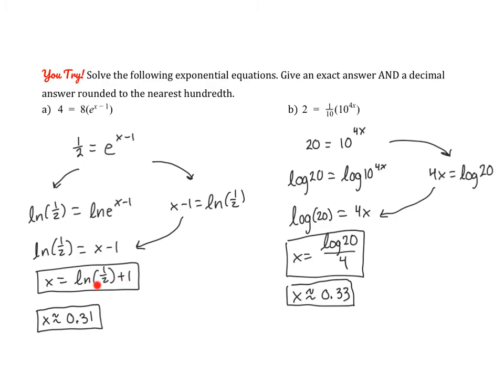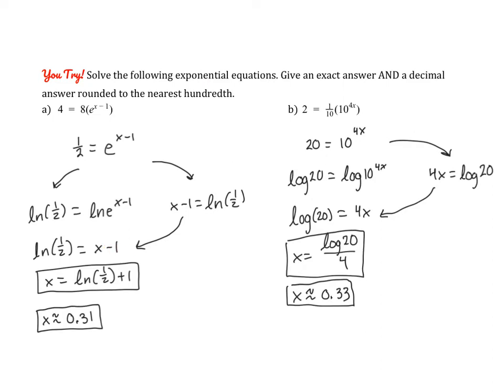So here's the exact answer, and here's the decimal approximation. If your decimal approximation doesn't match mine, check to make sure that you've grouped everything properly in your calculator. Alternatively, from here, you could rewrite it as a logarithmic equation. So the exponent is x minus 1, it's base e of 1/2. So you end up with the same exact step here.